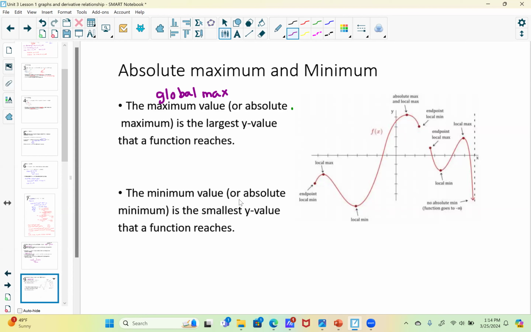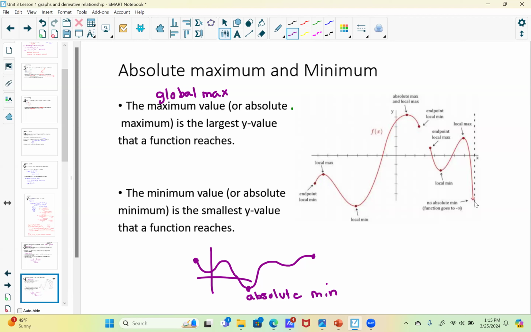And then the minimum value, or the absolute minimum, is the smallest y value that a function reaches. Now in this graph, my function has an arrow where it keeps going, and so there is no absolute min because my function keeps going down and down and down. But if I had a function like this, where it either has endpoints on both sides, or it would only be continuing up in the positive y direction, this would have an absolute min here. So that would be the lowest y value.